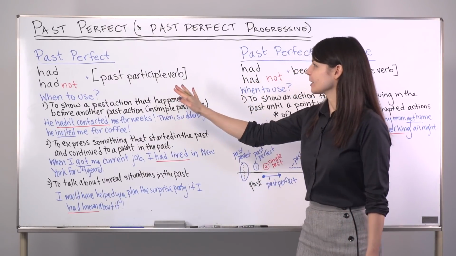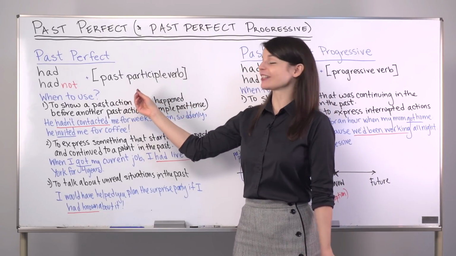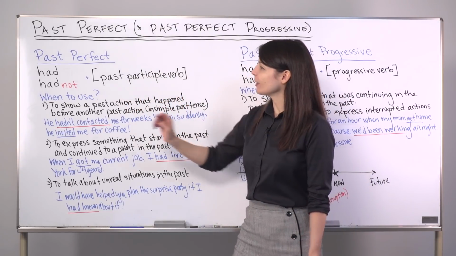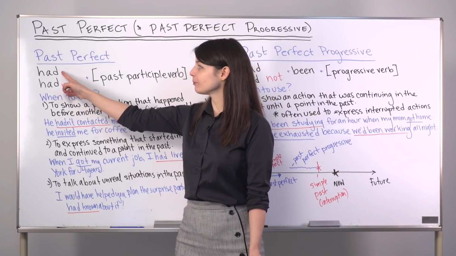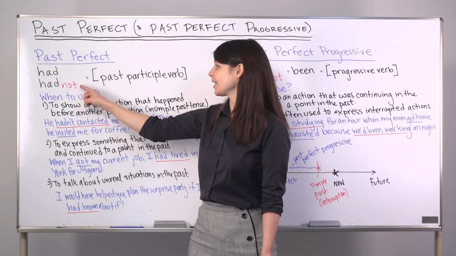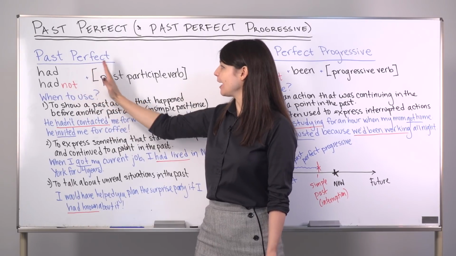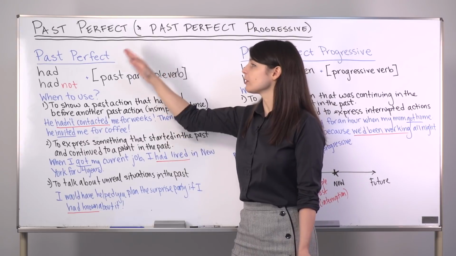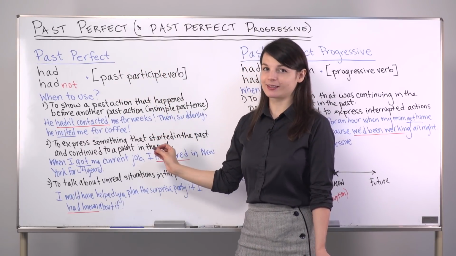Okay, first, let's take a look at the past perfect. How to make the past perfect. This is a very quick introduction to making a past perfect statement. So, when we make past perfect, we use had for positive statements, or had not for negative statements. Then we add the past participle form of a verb. So we'll use this in a few example sentences.